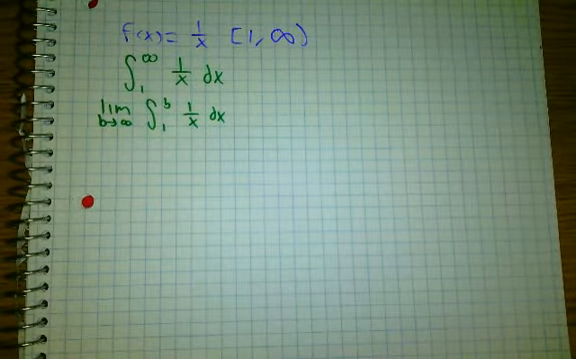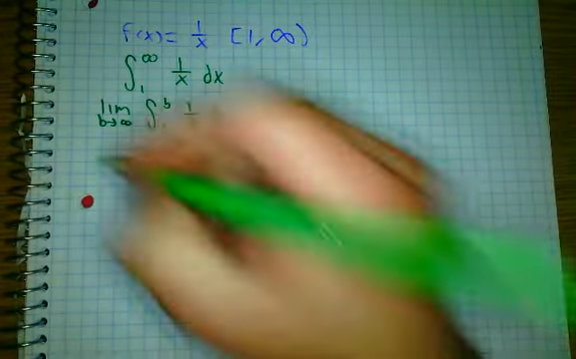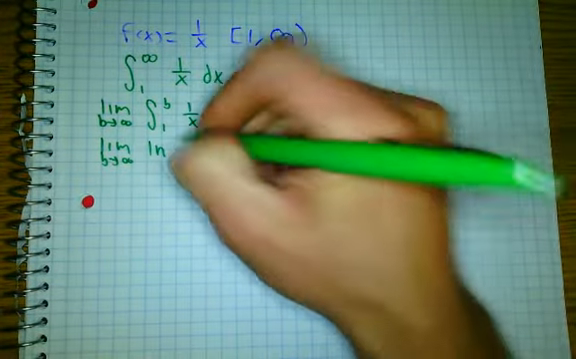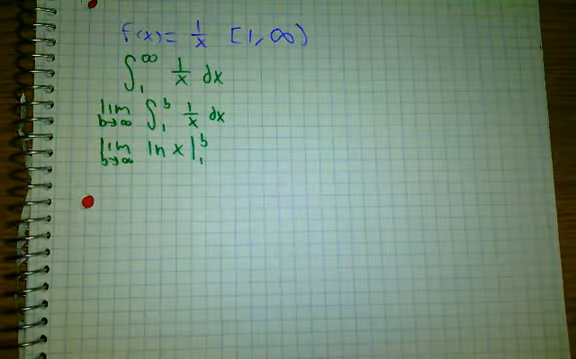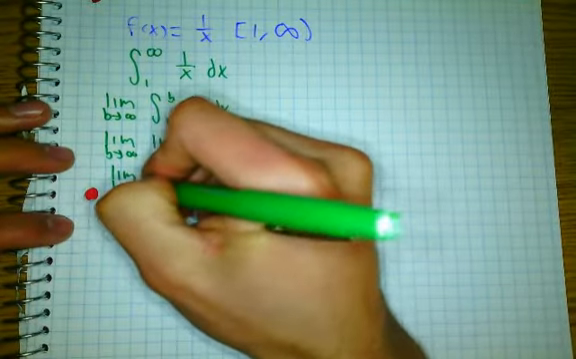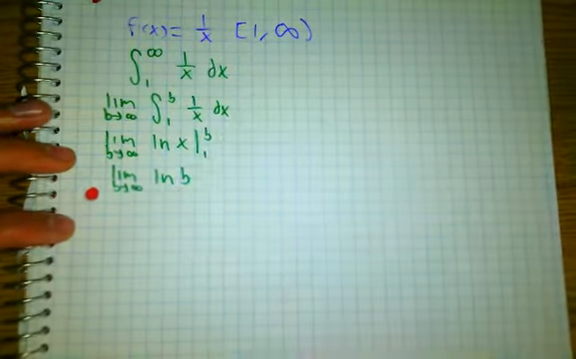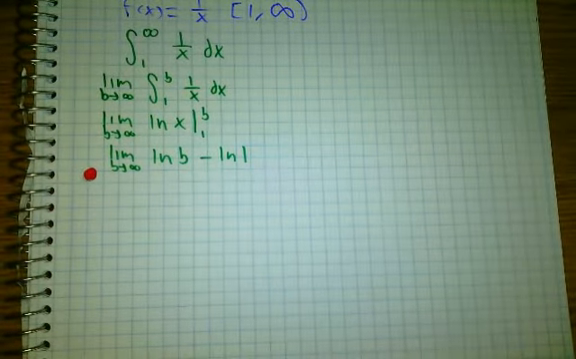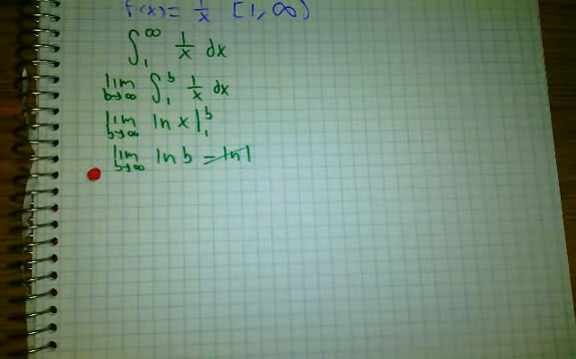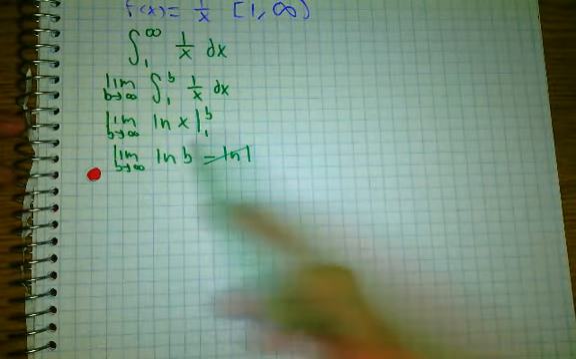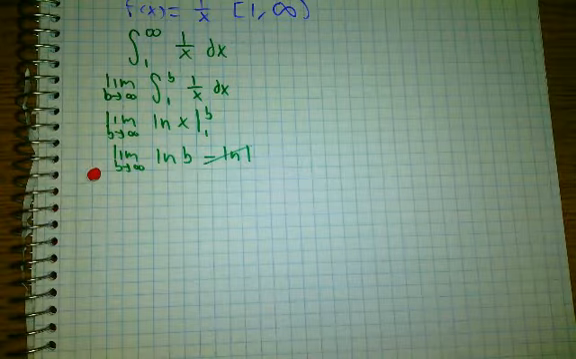You should not struggle with what is the integral of 1 over x. So we're going to take the limit as b approaches infinity of natural log of x evaluated from 1 to b. Correct? Which then becomes what? The limit as b approaches infinity of natural log of b minus natural log of 1. You with me? What's the natural log of 1? So that's gone, right? So I'm just left with the limit as b approaches infinity of natural log of b. Infinity.